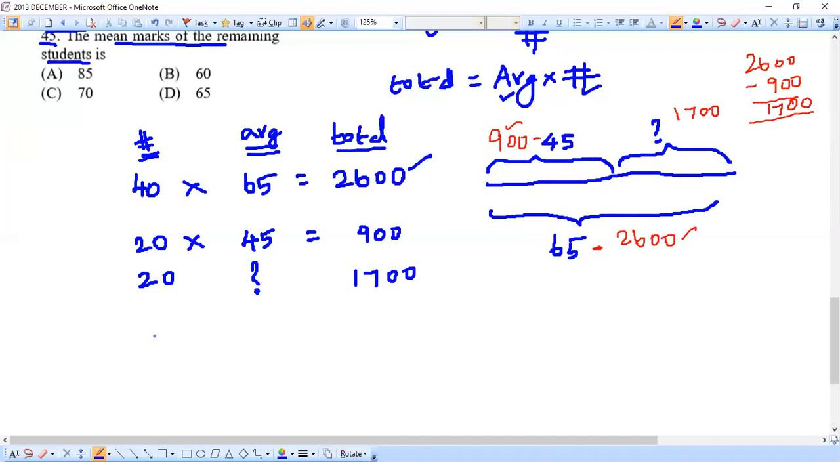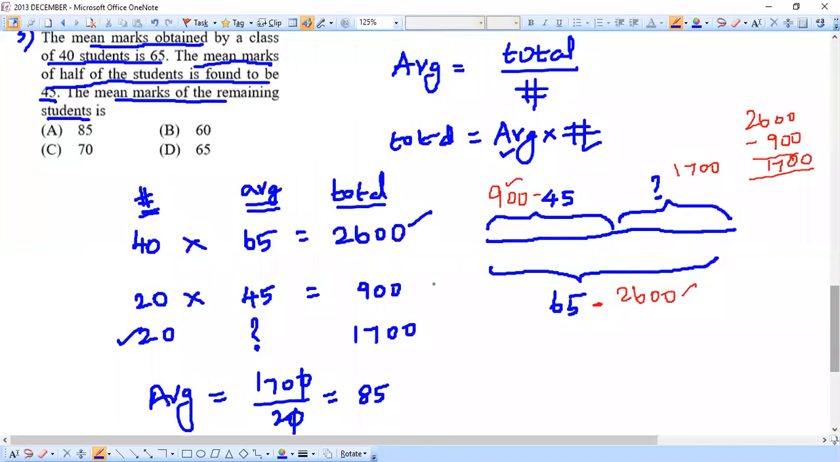And the question is asking us to find the average of the remaining students. Average, very simple: 1,700 divided by how many students we have here? 20 students, divided by 20. So 1,700 by 20, the zeros cancel. So I have to do 170 divided by 2. It just means half of 170, which will be nothing but 85. So 85 is the answer. For the other half of the class, the average is 85, which exactly matches option A. And that is our answer. So once again, a good question from average.